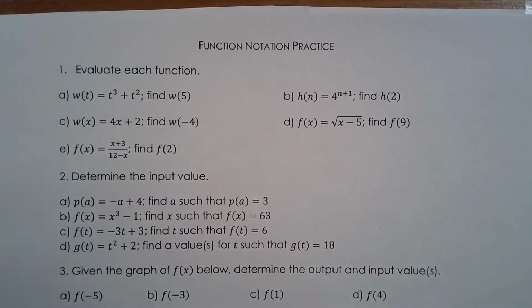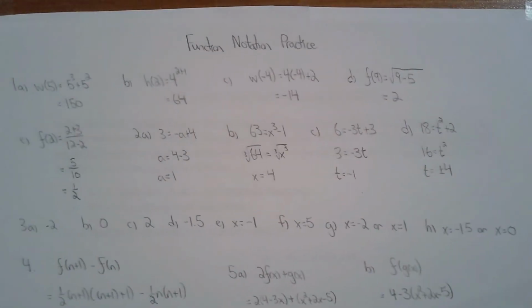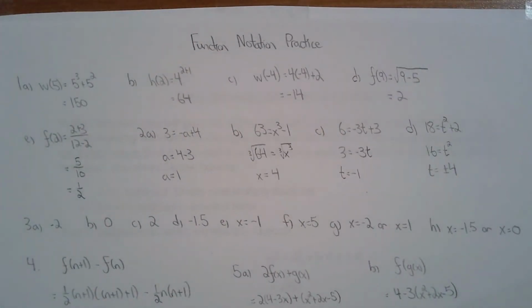In this video, we'll take up the homework on function notation. So let's see. For the first question, they basically gave us the functions and the input, so we just have to find the output. Like w of 5, h of 2, w of negative 4, f of 9, and f of 2. As long as you follow BEDMAS, you should be okay and get the right answer. Yeah, nothing crazy for number one.